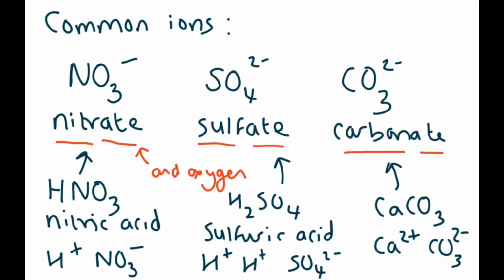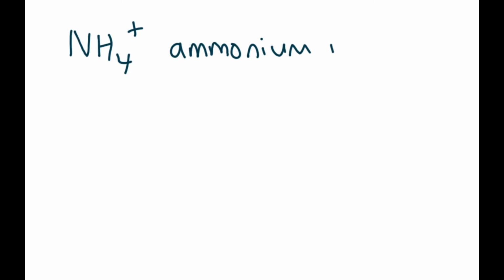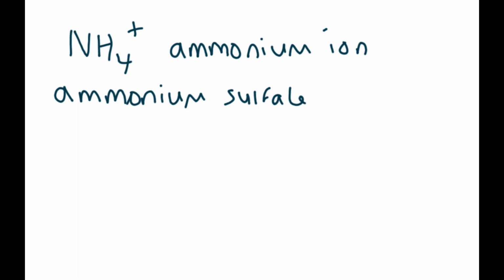There's another common ion that you also need to know, a positive ion, and that is the ammonium ion. This appears a lot in A-level chemistry too, the ammonium ion, derived from ammonia. So if you're asked for the chemical formula of ammonium sulfate, for example, you've got the ammonium ion and you've got the sulfate ion.